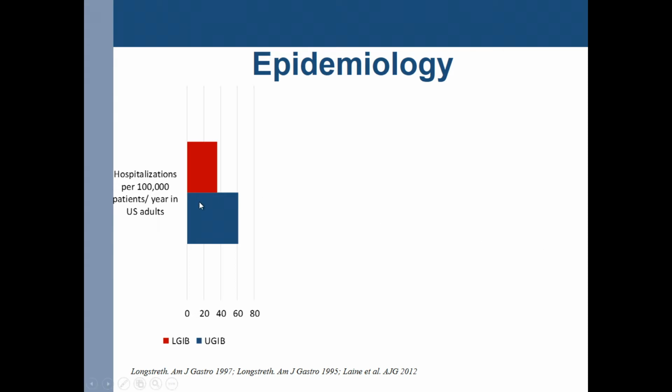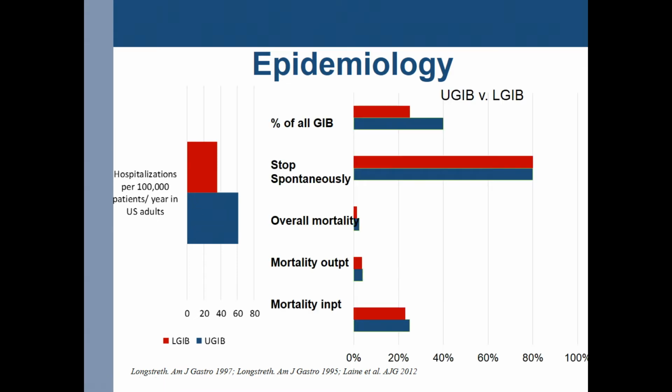On this slide, blue represents upper GI bleed, while red represents lower GI bleed. As you can see here, upper GI bleed accounts for about twice as many hospitalizations per year in US adults than lower GI bleed. Also, upper GI bleed, again shown here in blue, accounts for about twice as many of all GI bleeds. It accounts for about 40% of all GI bleeds, while lower GI bleed accounts for a little bit over 20% of all GI bleeds. Now, about 80% of all GI bleeds stop spontaneously.